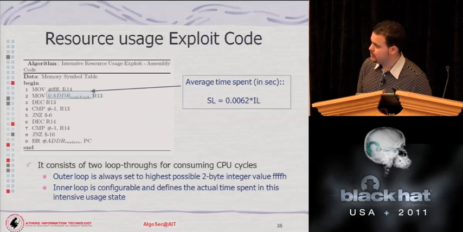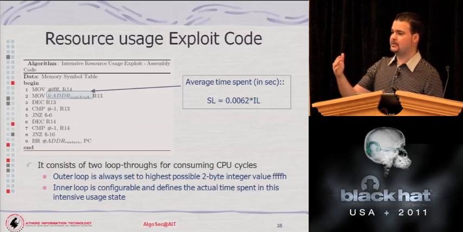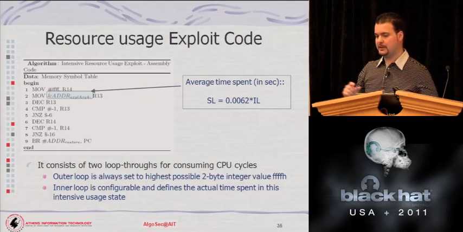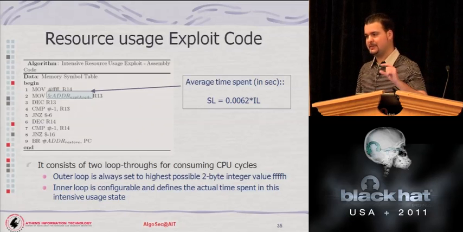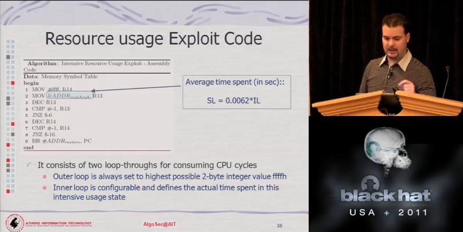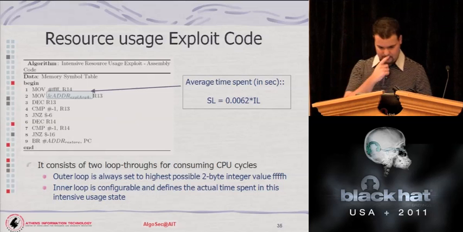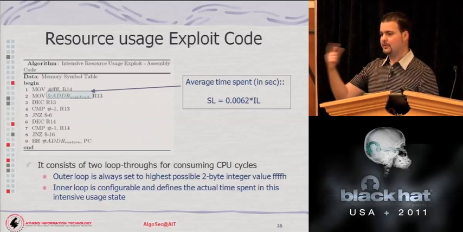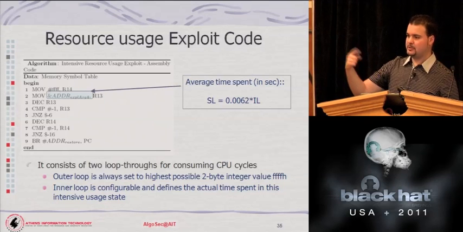Now, this is the resource usage exploit. Okay, it's pretty simple. It actually contains two loops. The outer loop is always set to the highest possible 2-byte value, okay, FFFF. The inner loop contains the time that the node will be in this resource usage exploit, okay, in this extreme resource usage mode. Okay, by experiments, we have found that this is the equation for telling the node how much time to stay in this mode. As you can see, again, this is like the data alteration because you tell it to overwrite a variable inside the node's memory, and then it will be in this mode for as long as you tell it to.